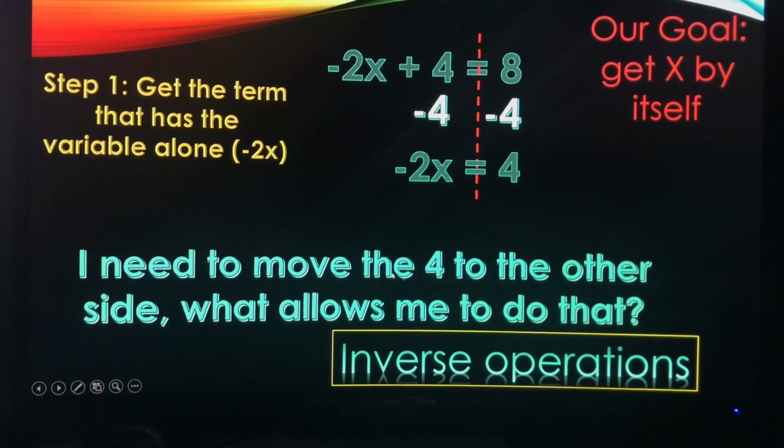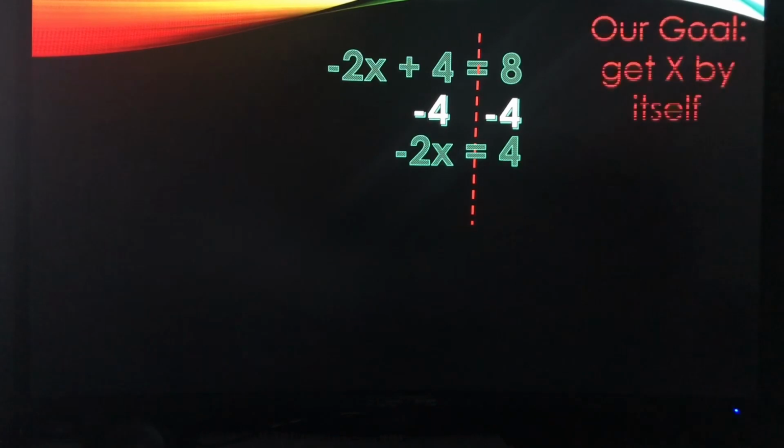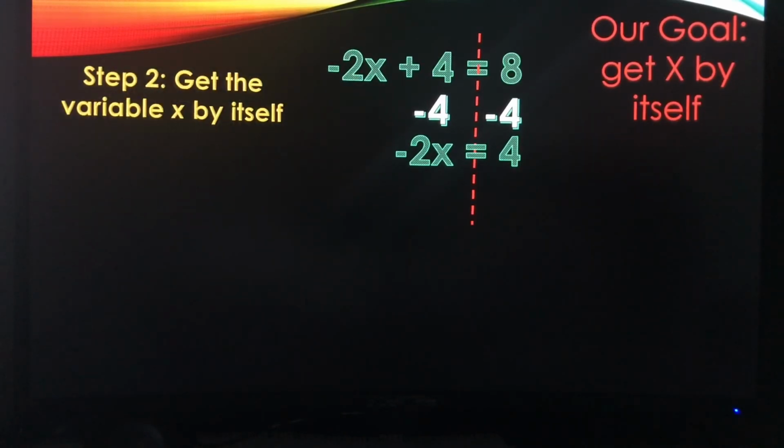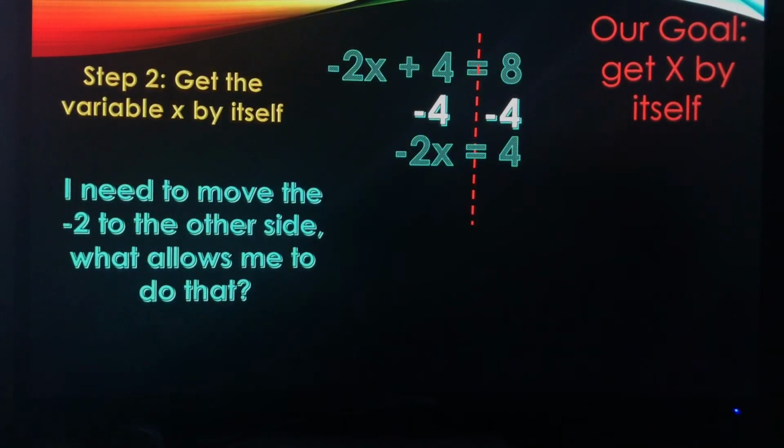So I'm not done yet, and I know I'm not done because I have not gotten my x by itself. So how do I get the x by itself? I'm still focusing on that goal. I haven't obtained my goal, okay? So my next step is to get x by itself. Well, how do I get x by itself? I need to move the negative 2 to the other side. What allows me to move it to the other side?